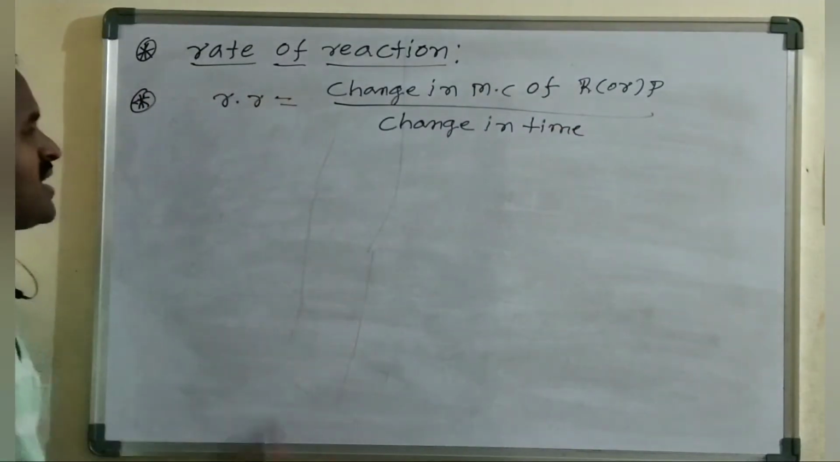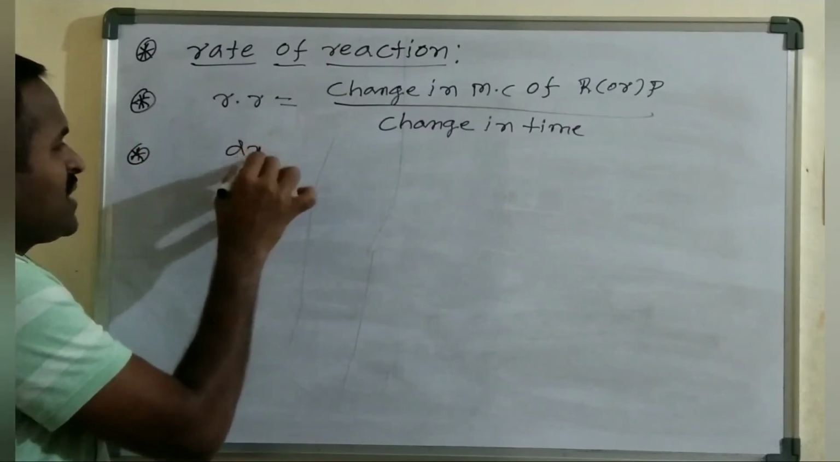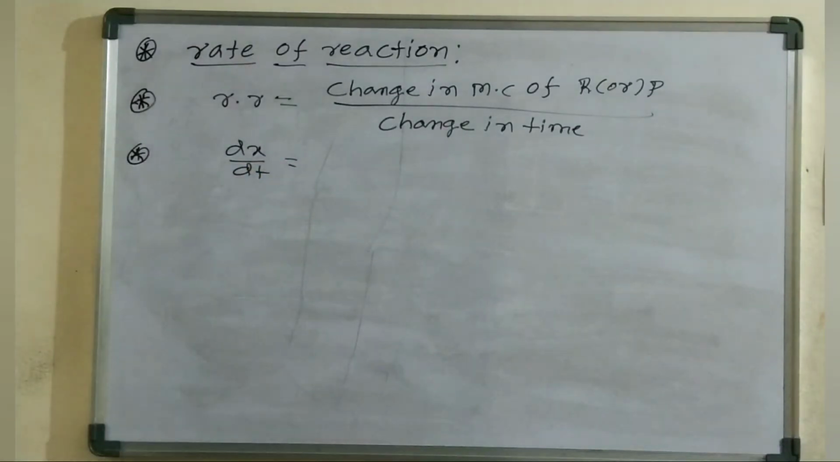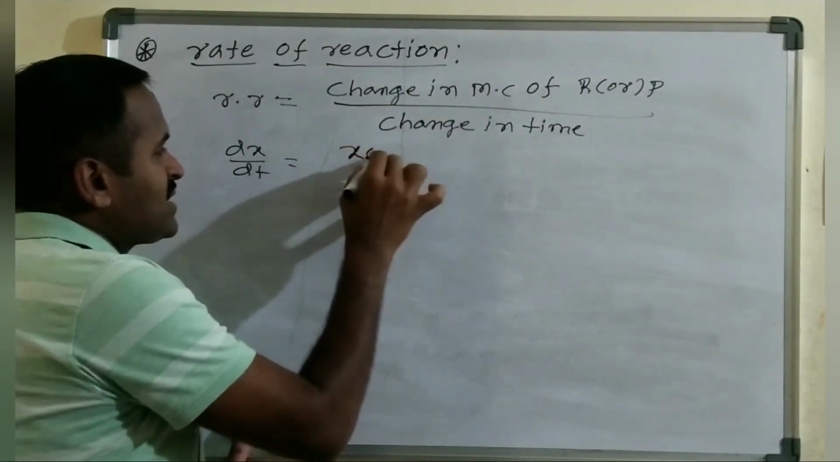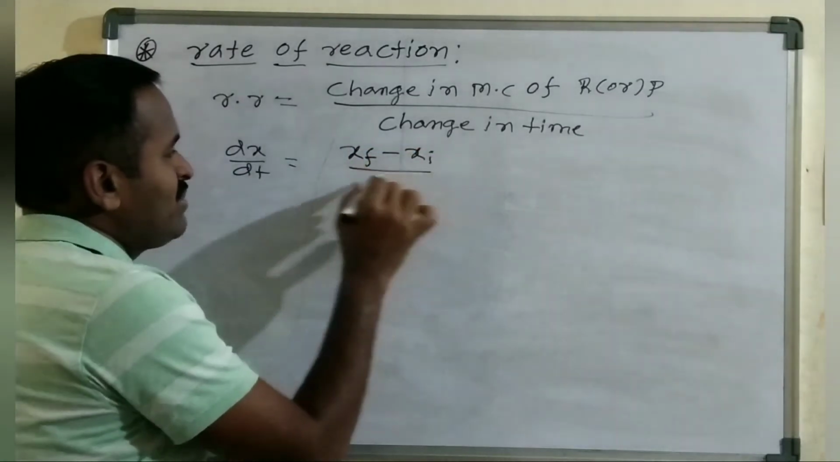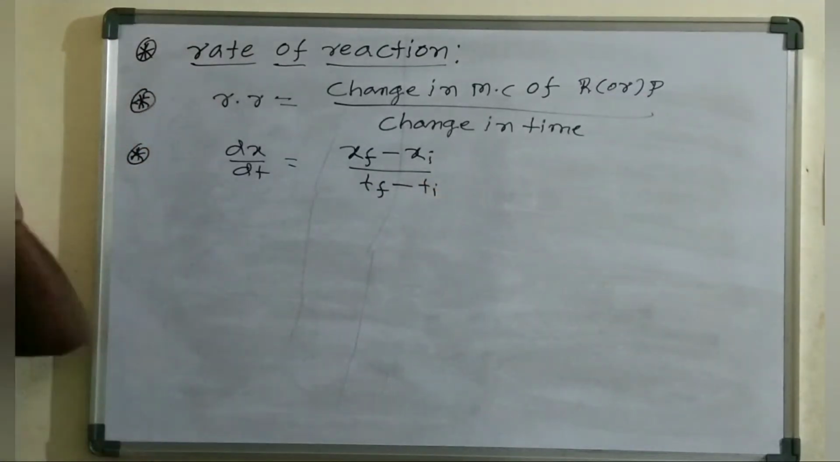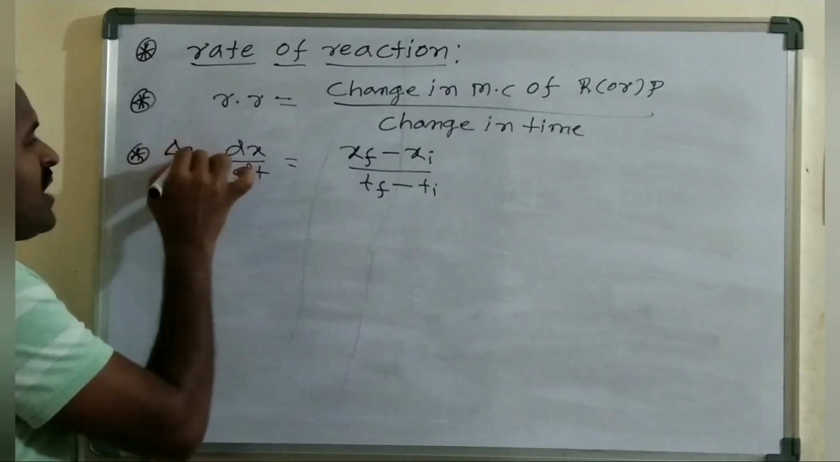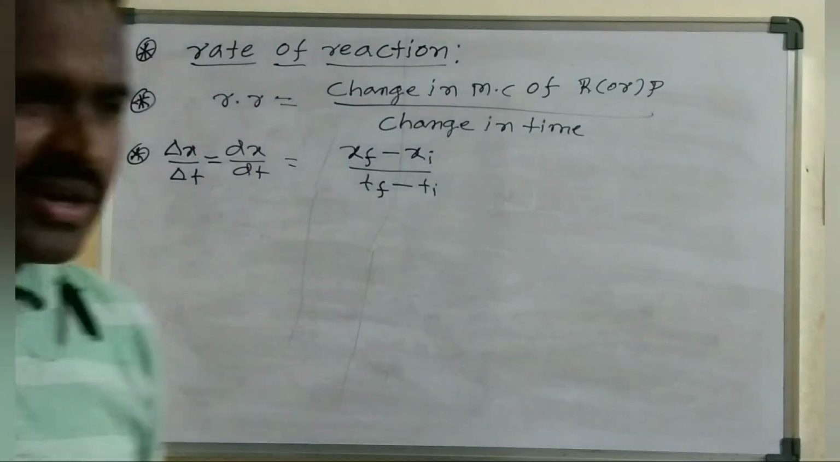So the rate of reaction can generally be represented as dx by dt, or we can even write delta x by delta t. The change in molar concentration can be taken as x final minus x initial, divided by t final minus t initial. If you take a small change, it is dx by dt; if there is a larger change, we write delta x by delta t. This is for the simple rate of the reaction.